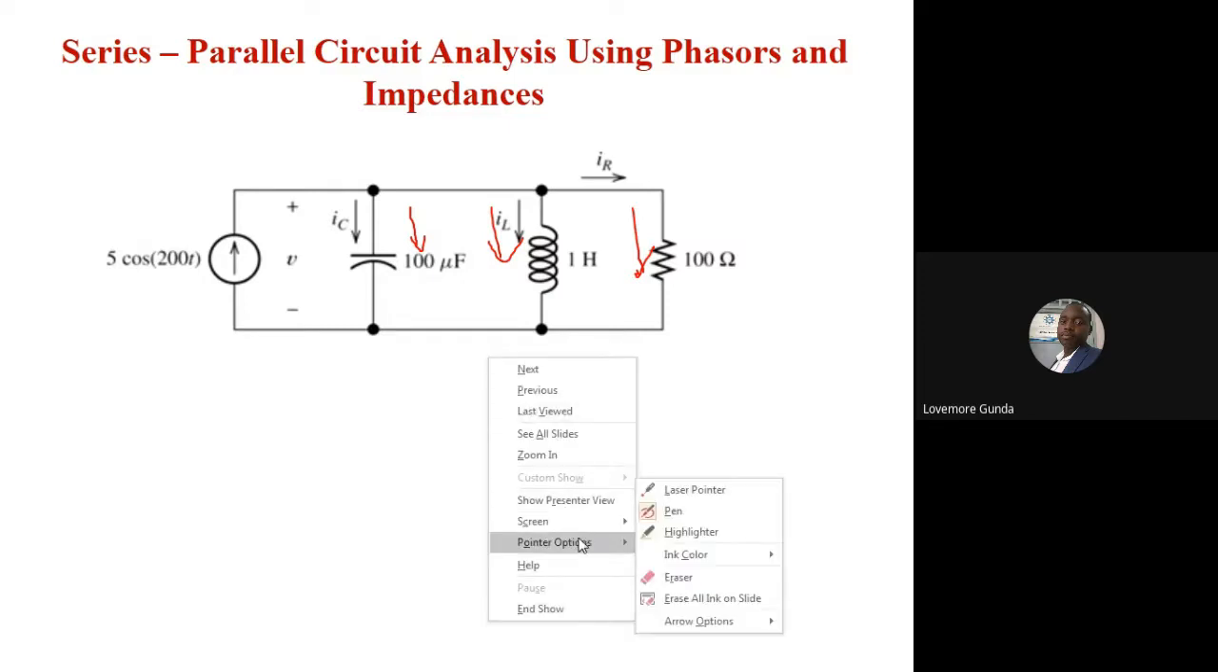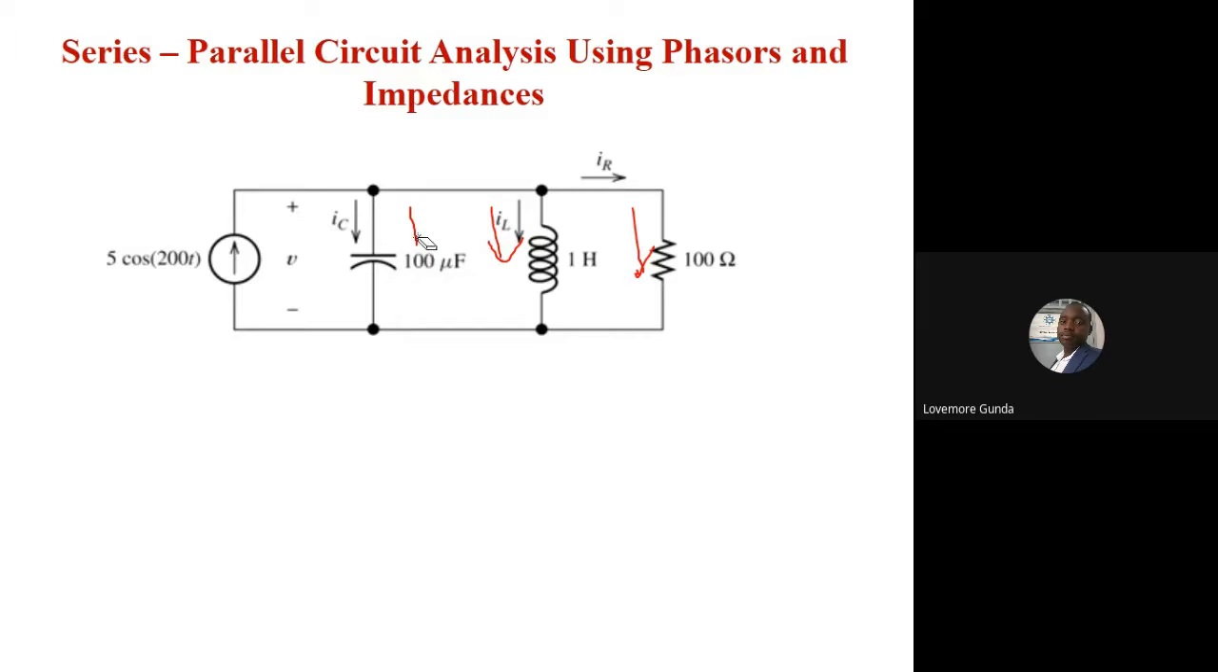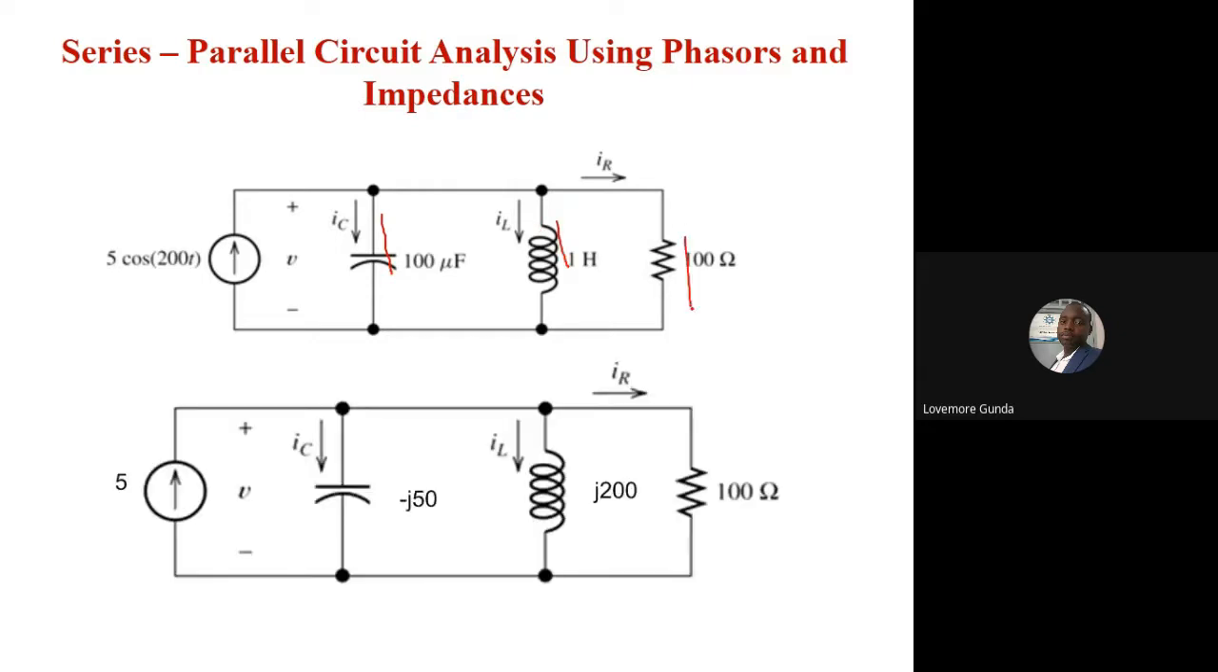Let me remove my lines so that they don't disturb what you are taking a picture of. But just as a guide, you can see that these are all in parallel. So the voltage is still 5 cos 200t across each one of them. You don't need to calculate the total current. You just say voltage over impedance, voltage over impedance, voltage over impedance. You get your values.